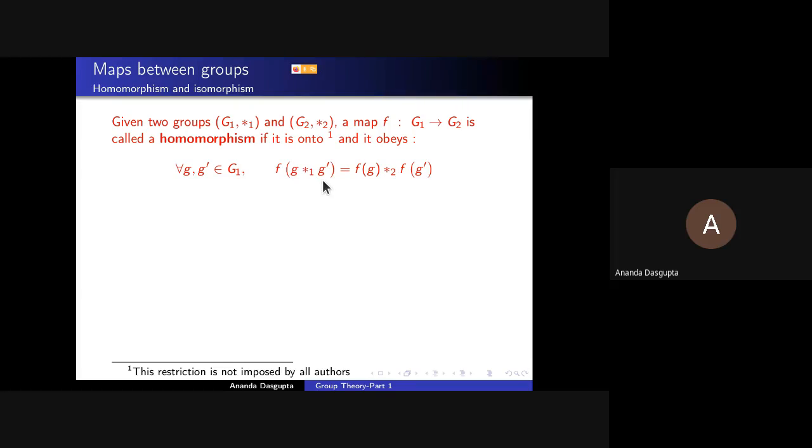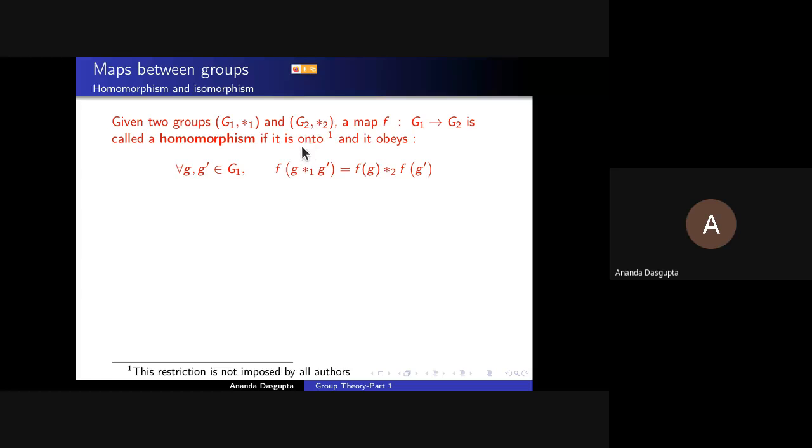And if this happens for all G and G prime, that is, whether you compose first and then apply the map, or apply the map first and then compose, you get the same result in both cases, then you say that this map preserves group structure and is called a homomorphism. Homo of course means same. So it has the same structure. Morphism is essentially a statement about the structure. So homomorphism simply means G1 comma star 1 and G2 comma star 2 in a sense have the same or similar structure, to be more precise. Okay. So two groups are called homomorphic if there's a homomorphism between them.